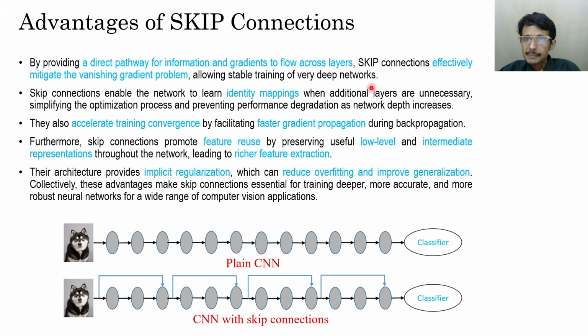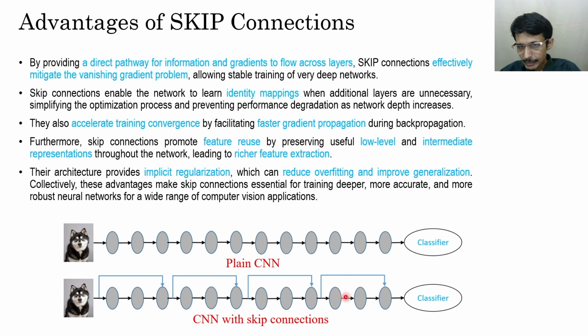Okay. So skip connections effectively mitigate the vanishing gradient problem, allowing stable training for very deep networks. You understand? Because this connection is there. We'll see it in more detail, but at least we can intuitively understand that the gradient flow can go through this path, not only through this path.